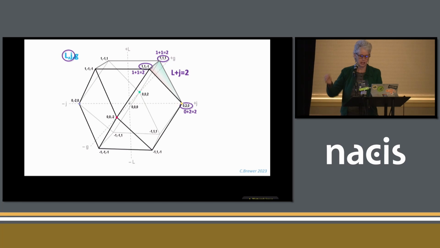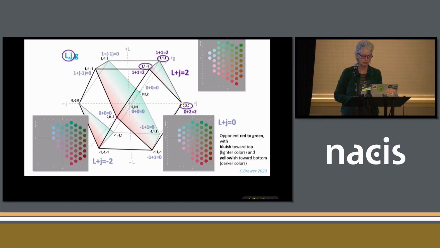Here's the L plus J, so that's more of a high angle coming down through. The L, 1 plus 1 equals 2, but 0 plus 2 also equals 2. So that's how you define that axis. So here's 3 slicing down through. Here's 3 example slices. These ones look a little more similar. So they go red, green, and then they're bluish towards the top and more yellowish towards the bottom.